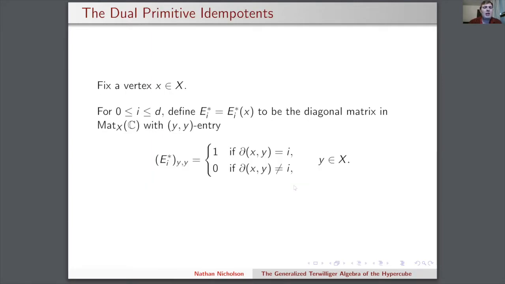So now fix any vertex of X. For the next section of the conversation, we're just fixing a vertex. It doesn't really matter which one it is, but we're just doing one for technical purposes. For i going from 0 to D, define E_i star, could also be denoted E_i star of x, to be the diagonal matrix in Mat_X with yy entry equal to 1 if the distance between y and our fixed vertex is i and 0 otherwise, right?